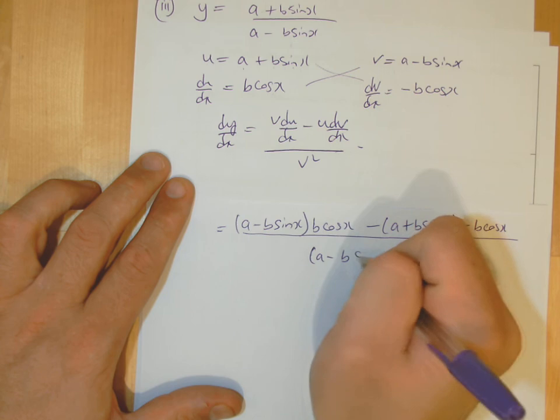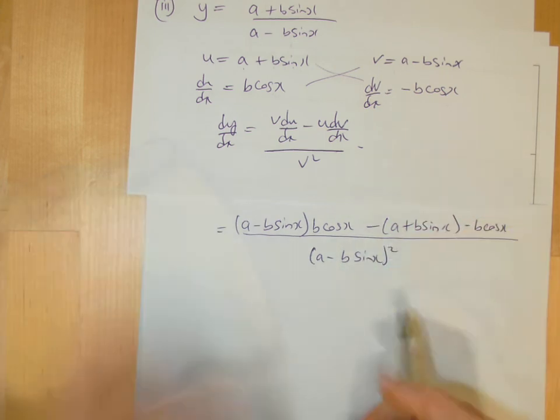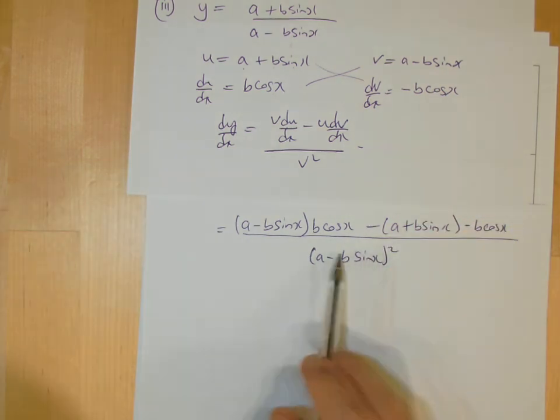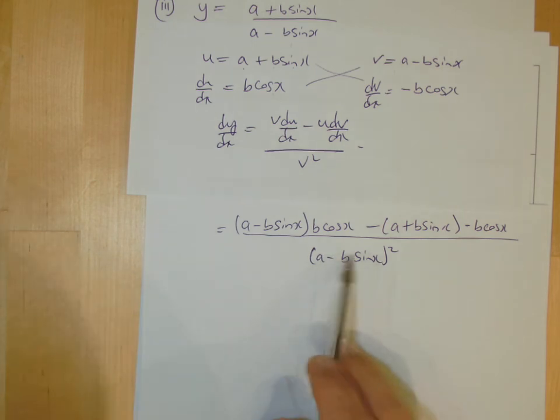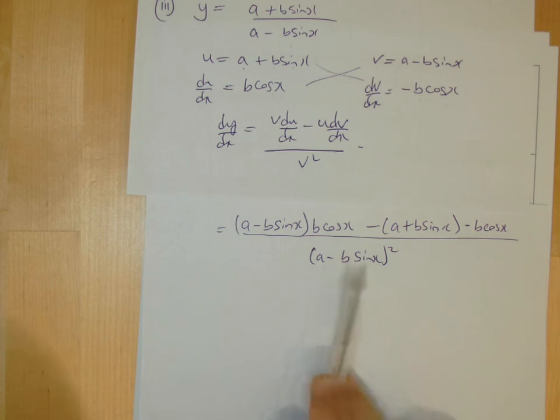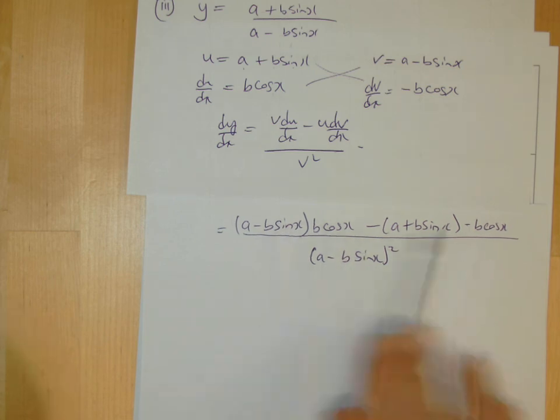Now when it comes to simplifying this now, key thing is don't do anything to the bottom, leave it as it is, because that's as simple as you get it. If you expanded the bottom, you'd end up with 4 terms, and keep it like this, as simple as you can get it. The top though, it is worth expanding because you can make this a lot simpler.